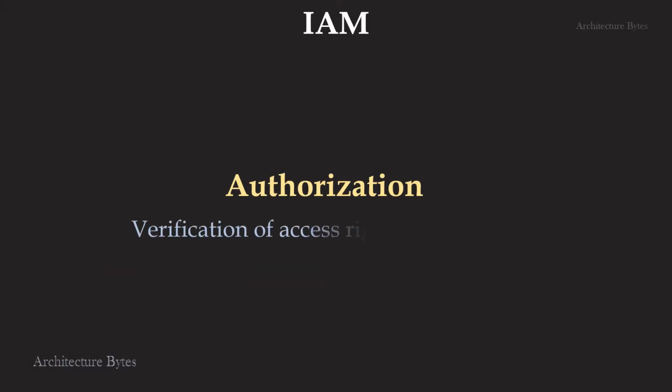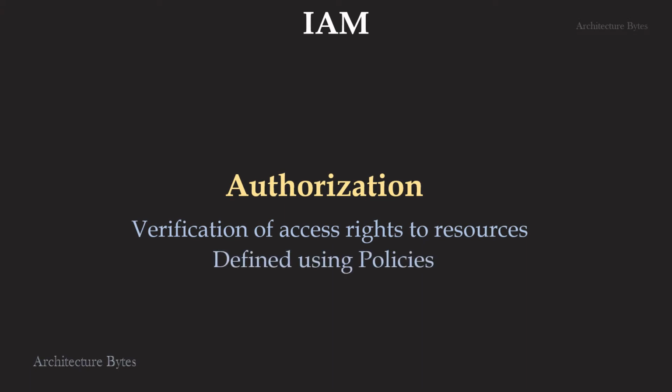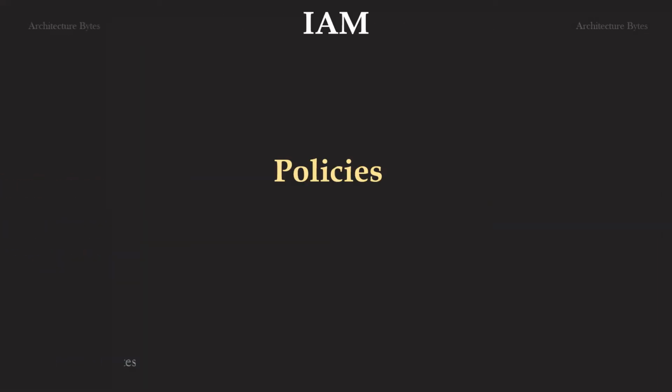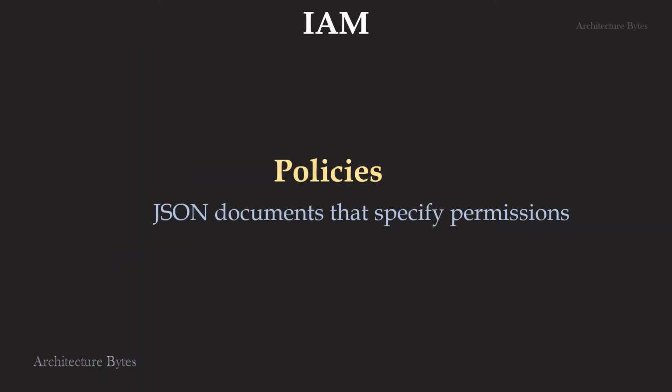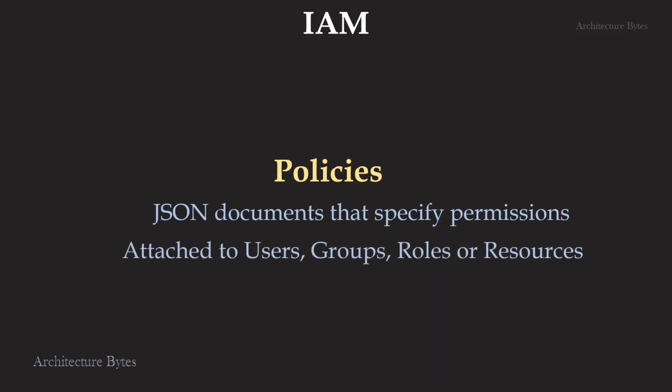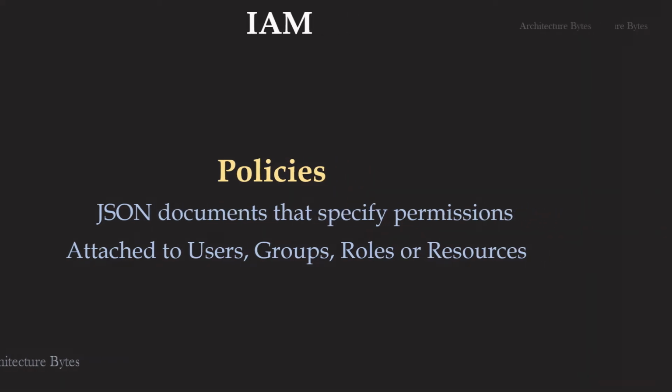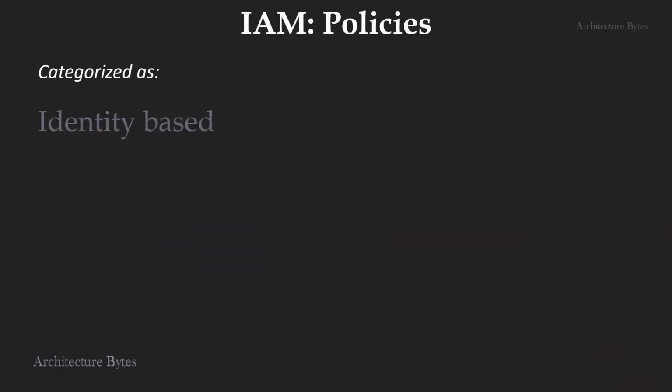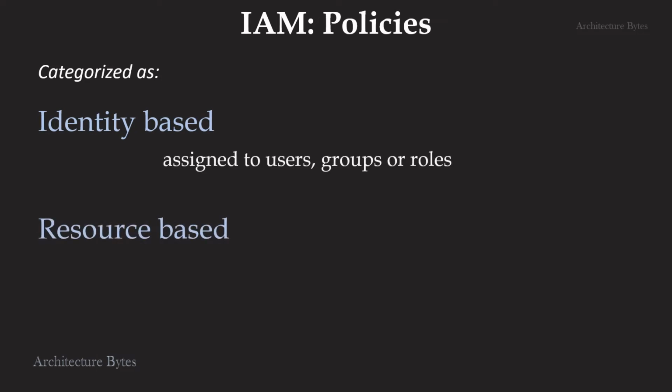Authorization is a permission check or verification of access rights to resources. It is defined using policies. Policies are JSON documents that specify permissions. They are attached to users, groups, roles, or resources. Policies can be categorized as identity-based or resource-based. Identity-based policies are assigned to users, groups, or roles. Resource-based policies are attached to AWS resources such as S3 buckets.